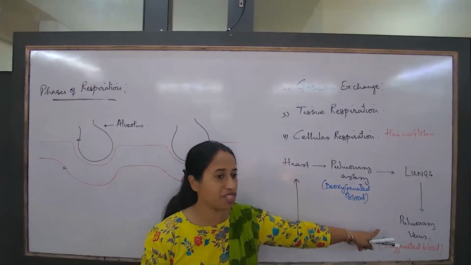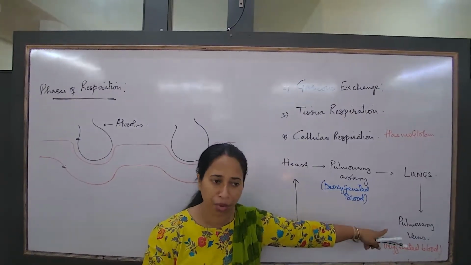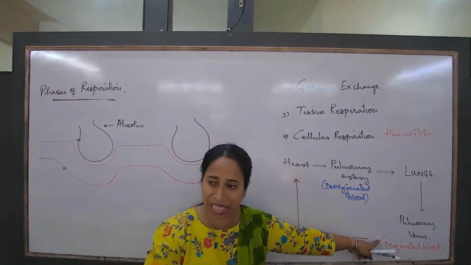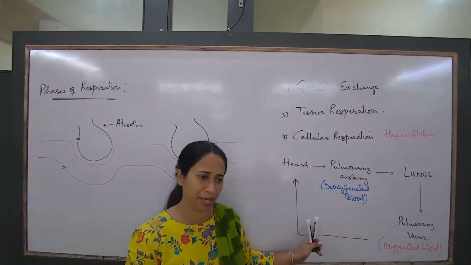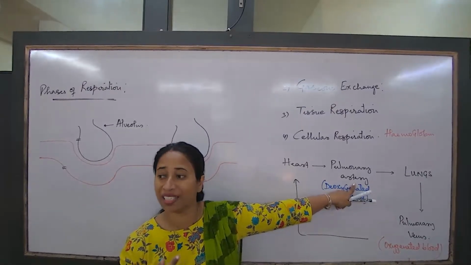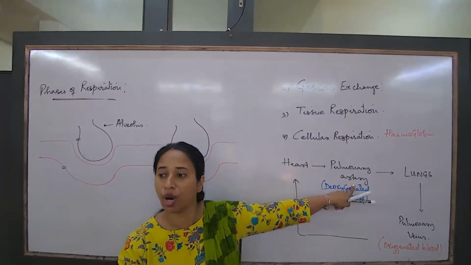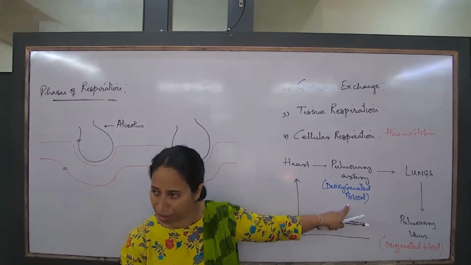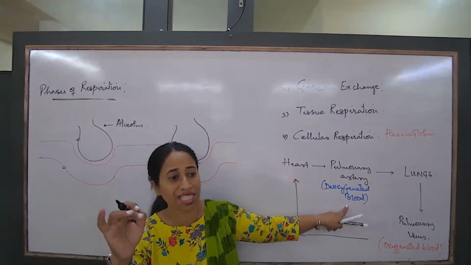And which vessel gives away blood from the lungs? The pulmonary vein. Where would this vessel go and supply the blood to now? Again, it will supply the blood to the heart. So what type of blood does this pulmonary artery carry? Impure blood. Deoxygenated blood. Deoxygenated means carbon dioxide concentration is higher than oxygen.